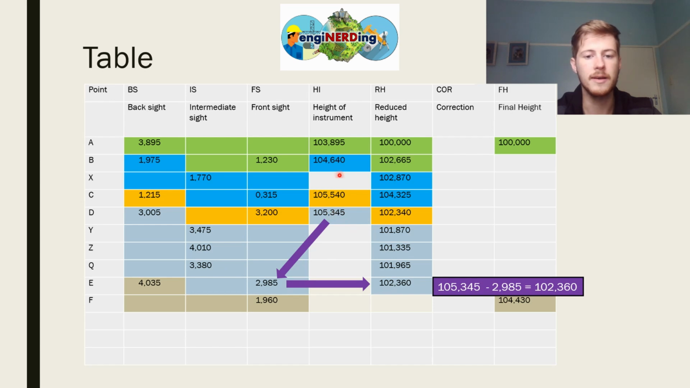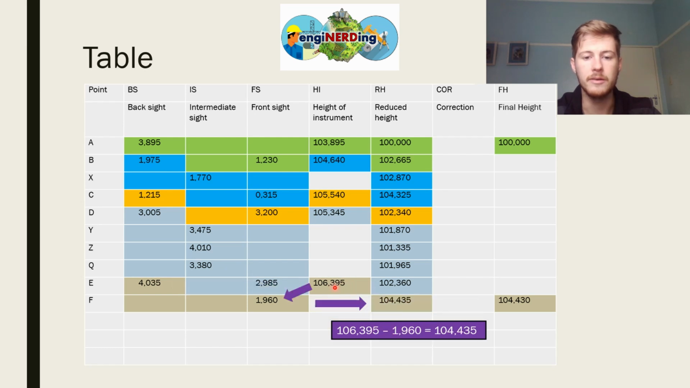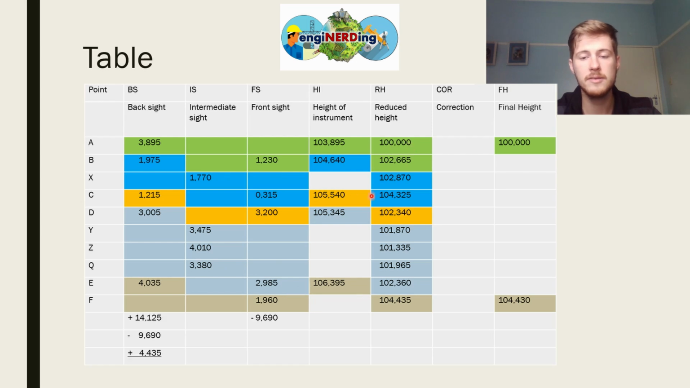You basically calculate your height of instrument by saying your reduced height of the last point of the previous setup plus your backsight gives you your new height of instrument. Then you use that height of instrument, subtract either the intermediate sight or foresight to get your reduced height. Now you can see we've calculated all our reduced heights. These are just our assumptions or calculated values. They're not final. We may have errors, so we have to do a correction and final height.